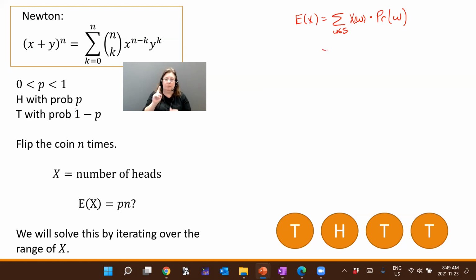expression for expected value. But the other one we have is that we can iterate over the range of our random variable x. So if we group all of the terms in here that have the same value that is mapped by x, then we take the value times the probability that x is equal to k. So those are our 2 forms for expected value.